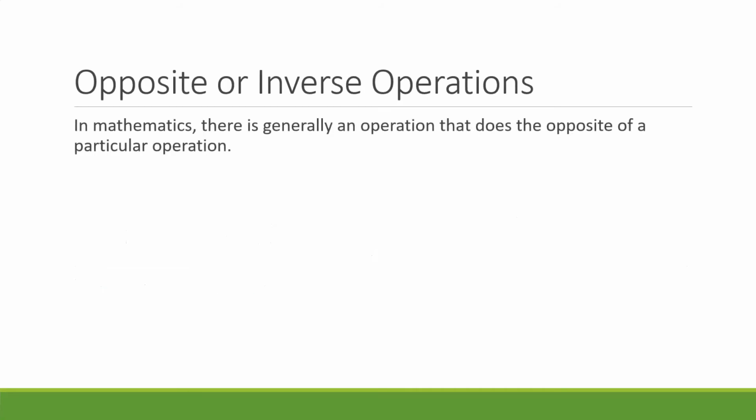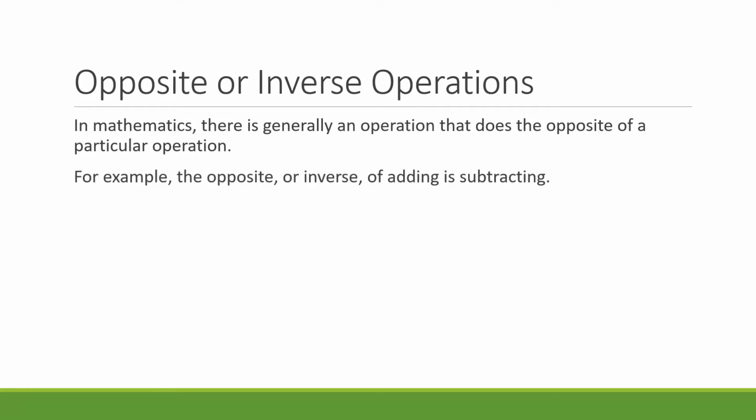So in mathematics, there's generally an operation that does the opposite of another operation. For example, the opposite, or inverse, of adding is subtracting. That's probably the most obvious example. So 3 plus 5 equals 8, and conversely 8 minus 5 equals 3, and similarly 8 minus 3 equals 5.